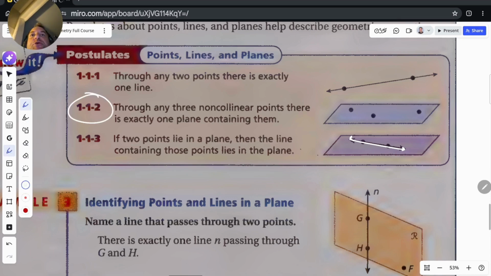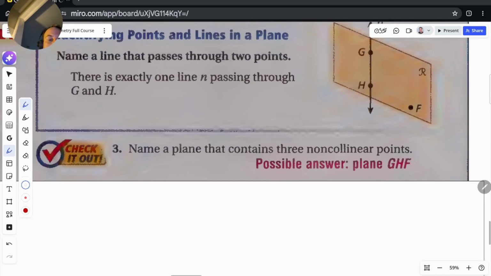By postulate 1.1.2, 3 noncollinear points determine exactly one plane. We can name that plane using the 3 points, plane GHF. That's one possible answer here. Now remember, any order of the 3 letters is fine. We could write plane FGH or plane FHG, etc. They all name the same plane. We could also call it plane R, since the diagram already labels the plane with that script letter.